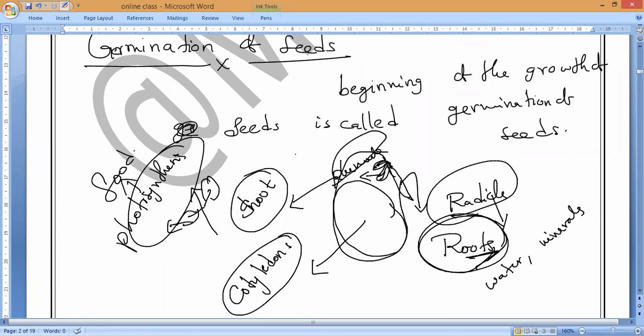So once the root as well as the shoot develop, the shoot will give the green leaves and the radicle will give the roots.